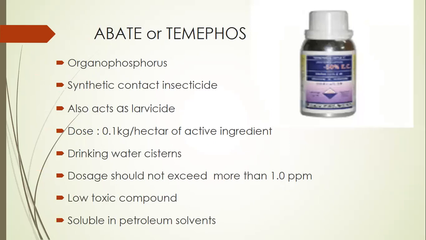Abate, temephos, is an organophosphorus compound, a synthetic contact insecticide. It also acts as a larvicide. Dose is 0.1 kg per hectare of active ingredient. It is usually used in drinking water cisterns. Dosage shouldn't exceed more than 1 ppm. Low toxic compound, that's why it is used in drinking water. It is soluble in petroleum solvents.